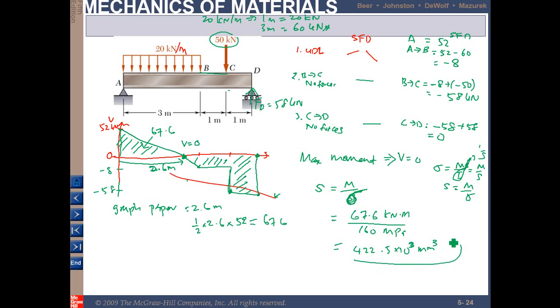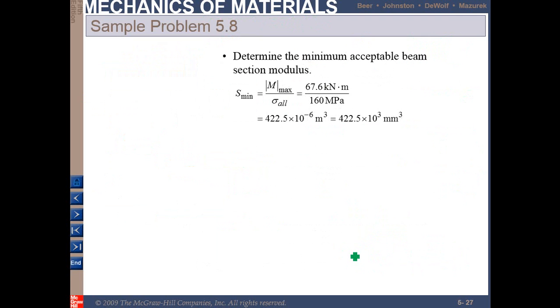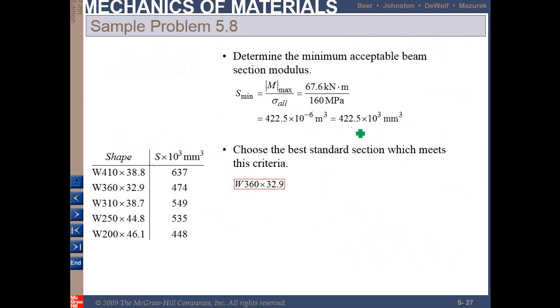So from this value, you find in the given table, this value is actually close to this value. So that's why you choose this beam. Okay.